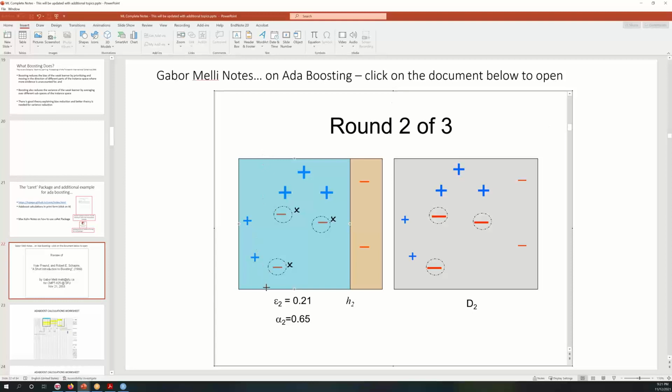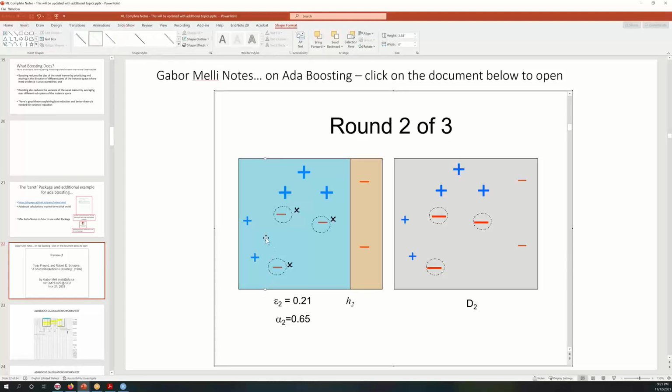Hidden here. One second. What is hidden there? I'll make it bigger.